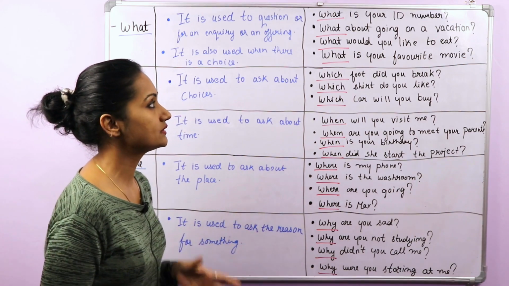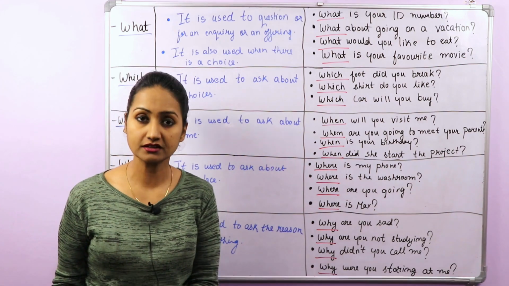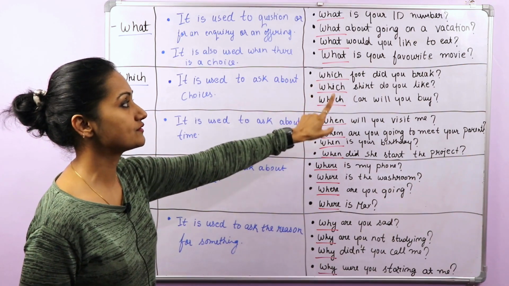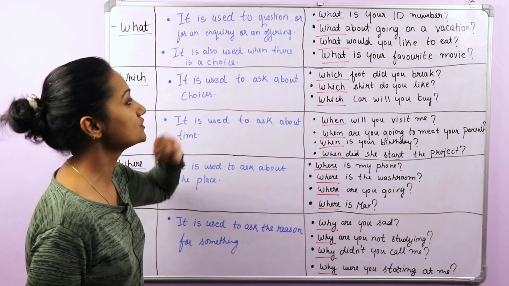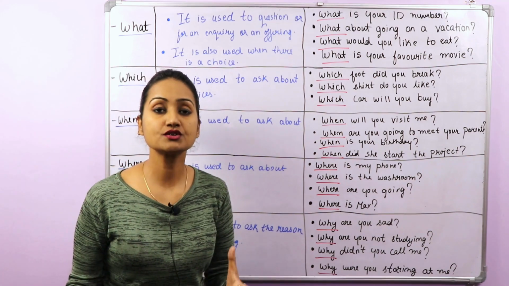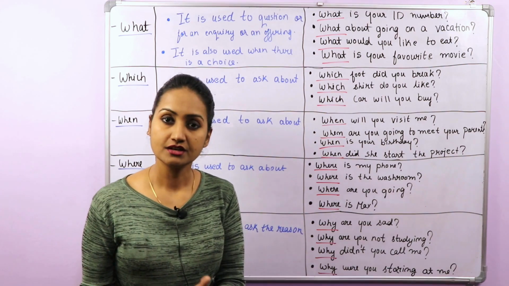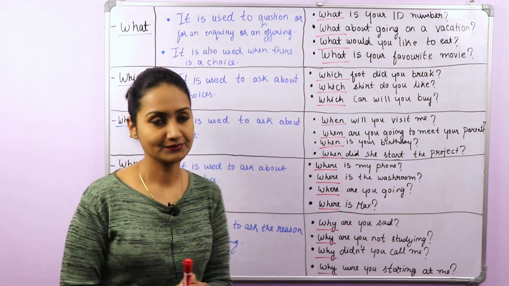What would you like to eat? This can be an offering. What would you like to have for dinner? What would you like to have? And what is your favorite movie? So we use what when there is a choice. What is your favorite movie? What is your favorite car? What is your favorite color? So whenever you talk about choice, you can use what.